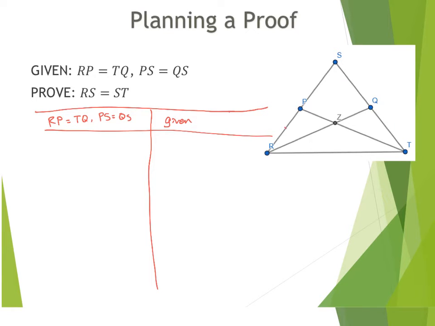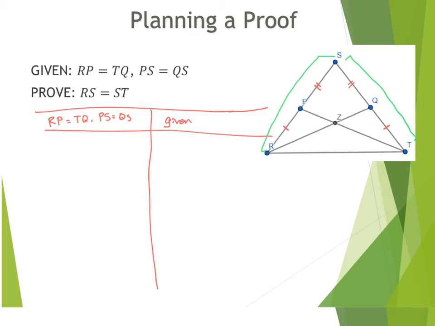So RP is congruent to TQ, and then PS is congruent to SQ. And I need to get that RS is equal to ST. And I'll do it in different colors so you can see where we're going. I need to prove that RS is congruent to ST.